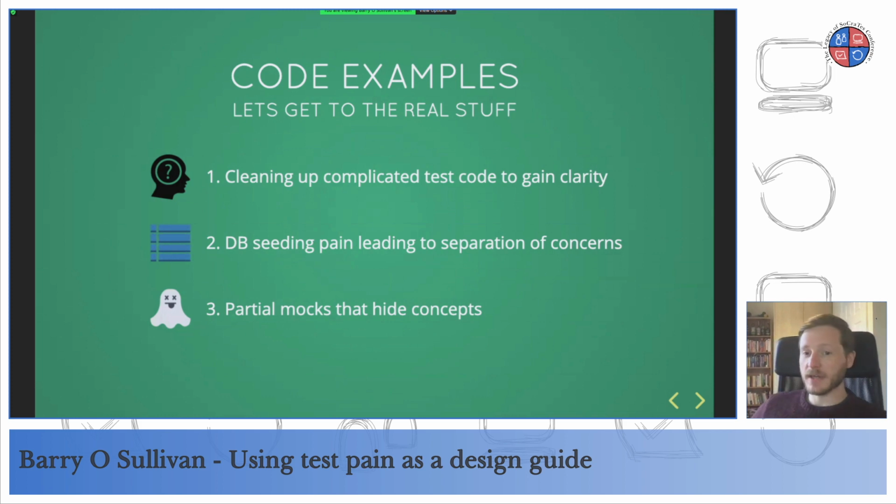So we're going to look at three examples. First, we're going to look at cleaning up complicated test code to gain clarity using the techniques on the previous slide. Then we're going to look at an example of DB seeding pain and how it can lead to separation of concerns. And finally, we're going to look at partial mocks that hide concepts and how then we can separate those concerns.